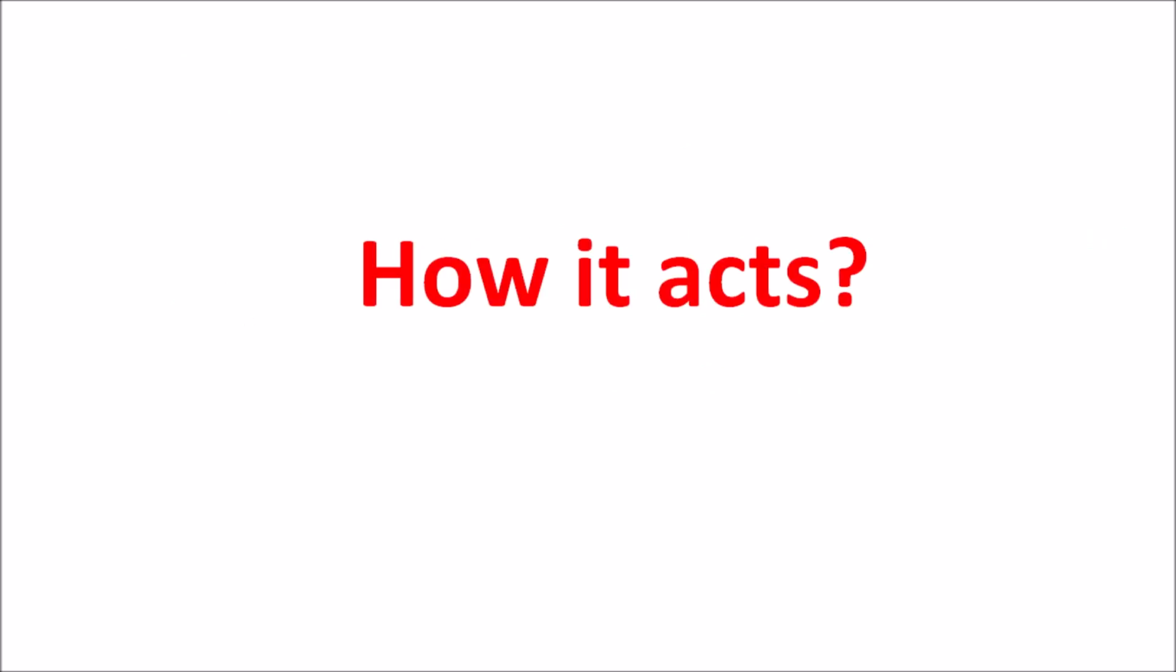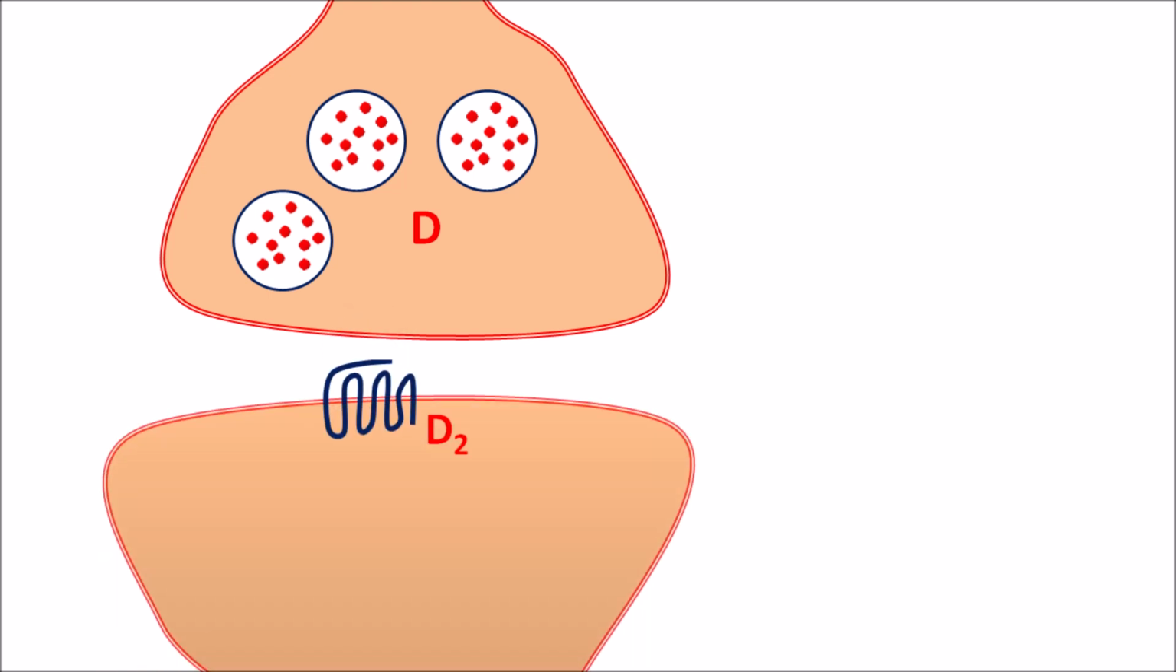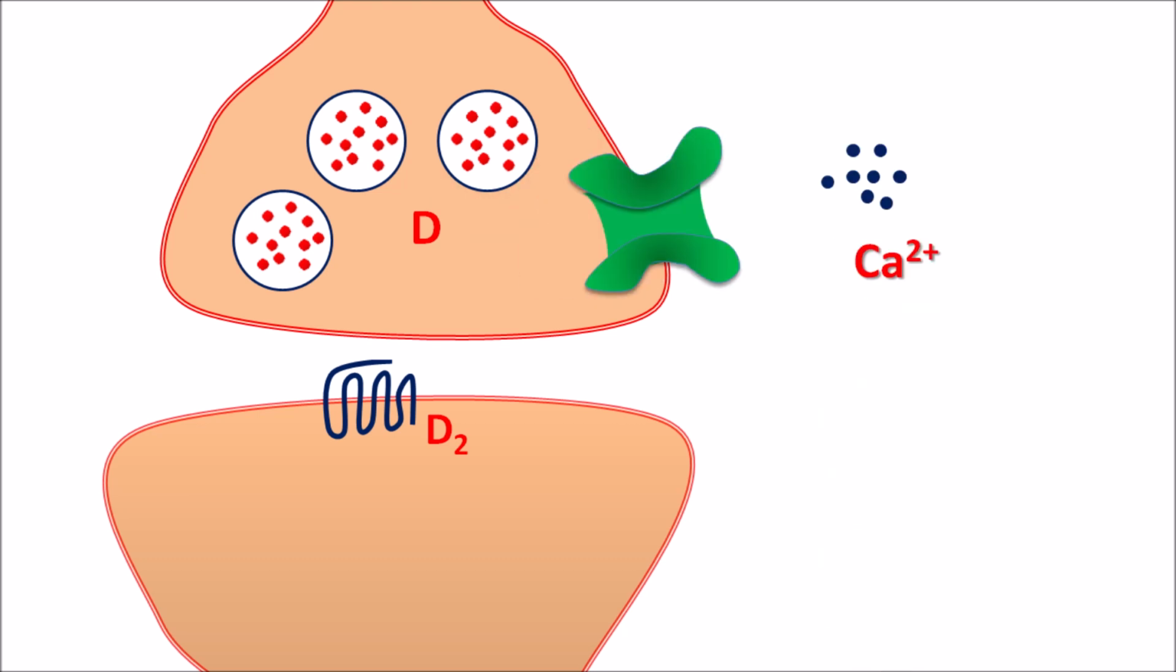Now let us see how this drug acts. This drug acts on different types of receptors. Its main action is observed on the dopaminergic neurons. So this is the presynaptic dopaminergic neuron, and this is the postsynaptic neuron equipped with D2 receptors. The presynaptic neurons are equipped with voltage-gated calcium channels.